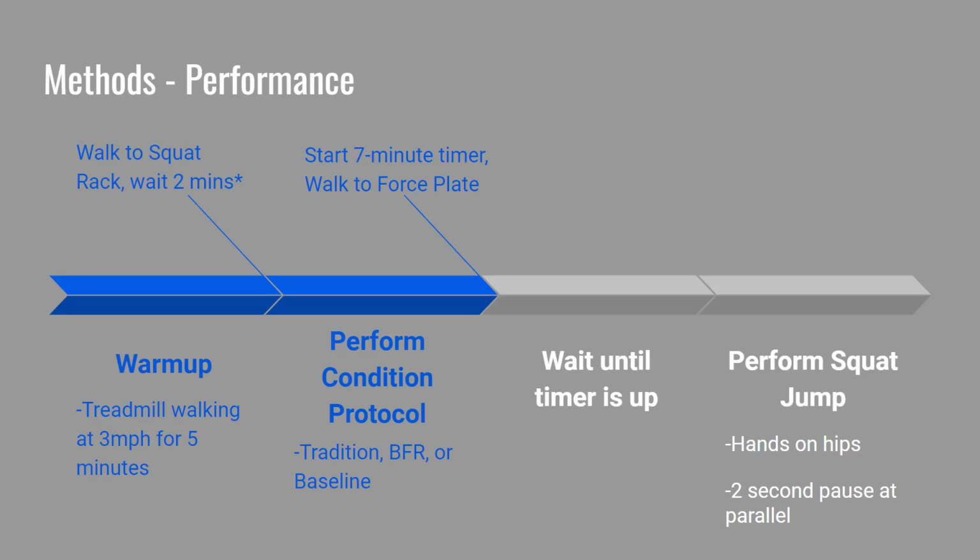The hands on the hips were used specifically to reduce any arm swing effect on vertical jump, since it has been found that arm swing does increase vertical jump height, and multiple studies use the hands on the hips method. The 2-second pause was also used, as many studies have done when using squat jumps.